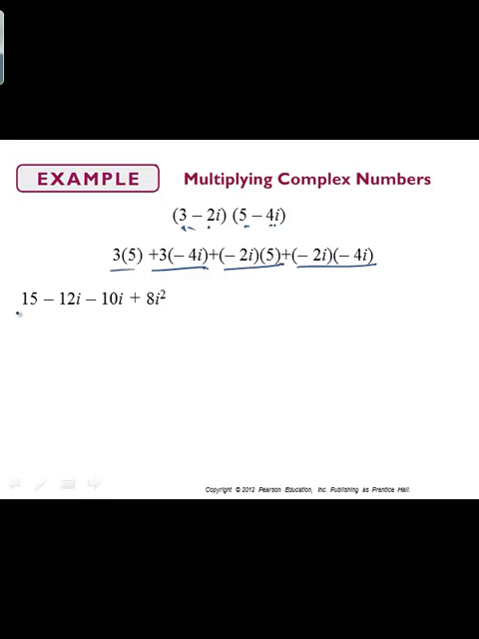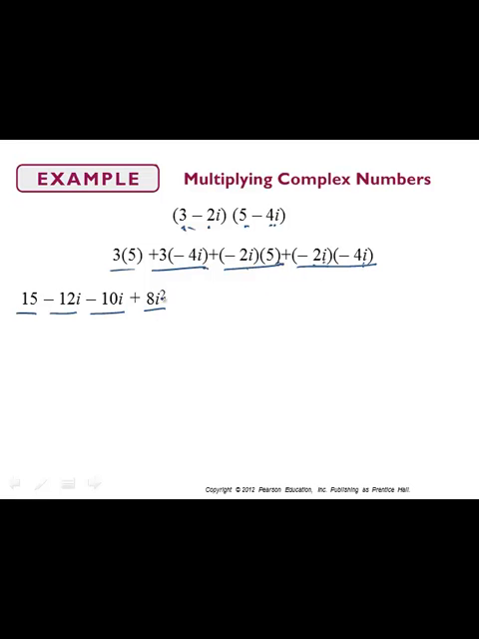3 times 5 is 15. 3 times negative 4i is going to be negative 12i. Negative 2i times 5 is negative 10i. And negative 2i times negative 4i. Now, here's the thing. Negative 2 times negative 4 is positive 8. You have i times i, which is i squared.